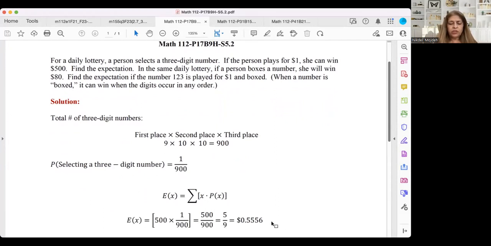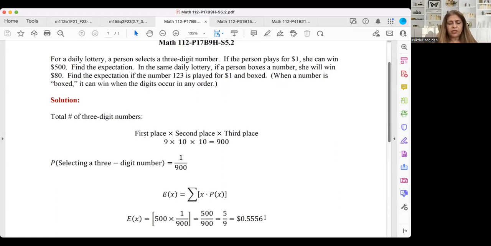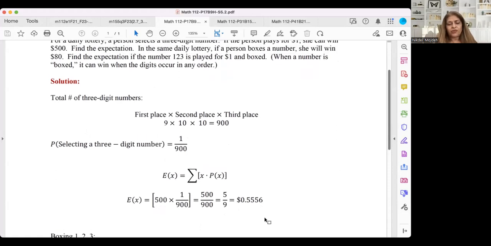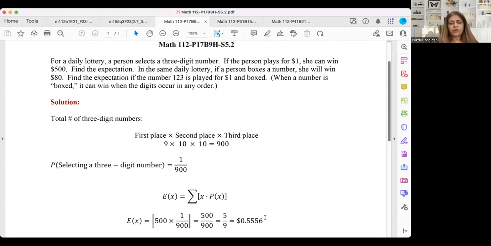Then change it to decimal. You get 0.5556, which is basically 55 cents. Okay, 55 cents. Any question about the first part?